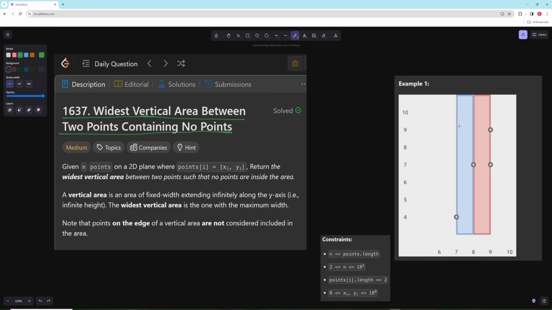And so really what they're asking is what the biggest distance is. If you can draw these little lines that go all the way up infinitely, you're asking what's the widest distance here. And so here it would be 1, because this is length 1 and this is length 1. And notice that points can be on the edge of the area, because it says points on the edge are not considered included in it.